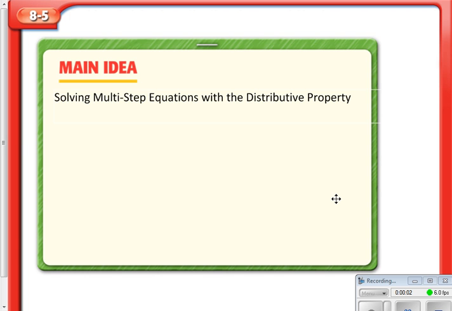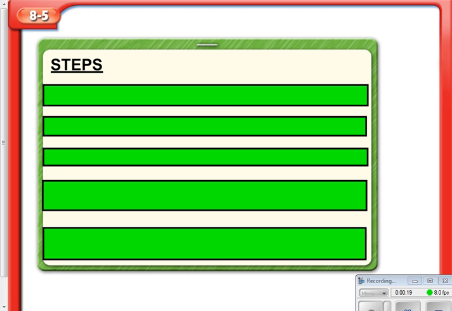Lesson 8.5 is going to be solving multiple step equations with the distributive property. We've discussed the distributive property, what it deals with. It deals with multiplication. It is a number next to a set of parentheses, and we draw those arrows in the problem to indicate the multiplication happening. So today you could actually be faced with 5 steps.